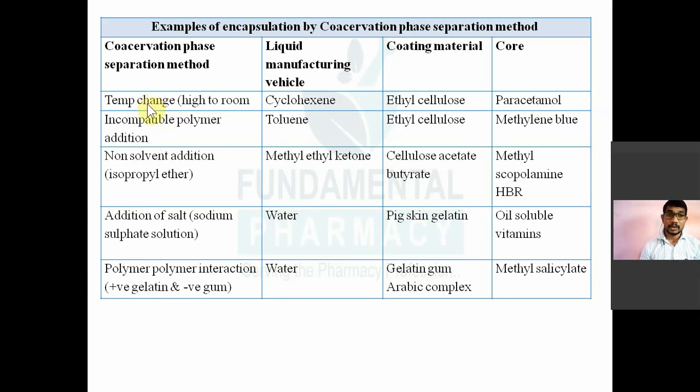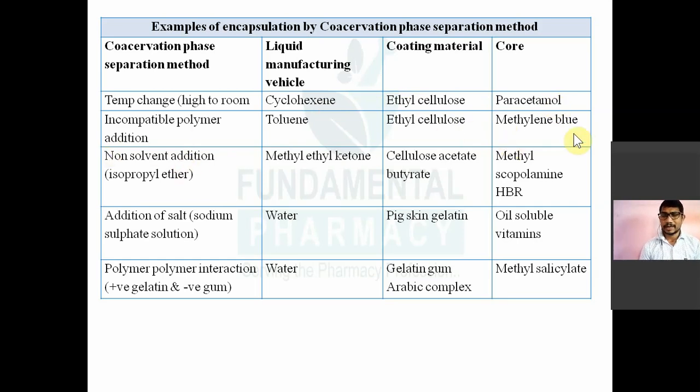And in that method you have to change temperature. Okay, coagulation phase separation method, temperature change from high temperature to low temperature. मतलब पहले क्या किया आपने, इथाइल सेलुलोज लिया, उसको साइक्लोहेक्सेन में डिसॉल्व किया, बाद में उसमें पैरासिटामोल डिस्पर्स किया, और बाद में क्या किया, टेम्परेचर चेंज किया. ठीक है, हाई टेम्परेचर से लो टेम्परेचर, तो साइक्लोहेक्सेन तो वोलेटाइल है, वो तो निकल जाएगा, तो इथाइल सेलुलोज पैरासिटामोल के ऊपर डिपोजिट होगा. So it is how coagulation phase separation works.